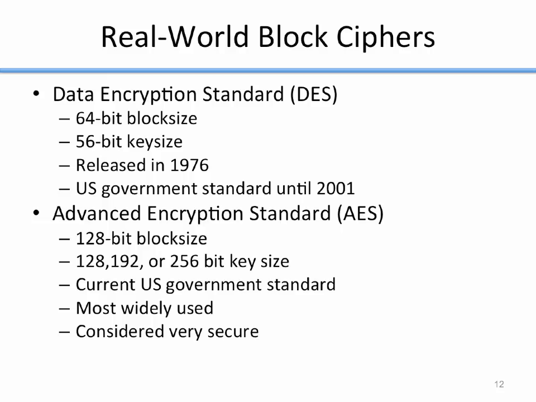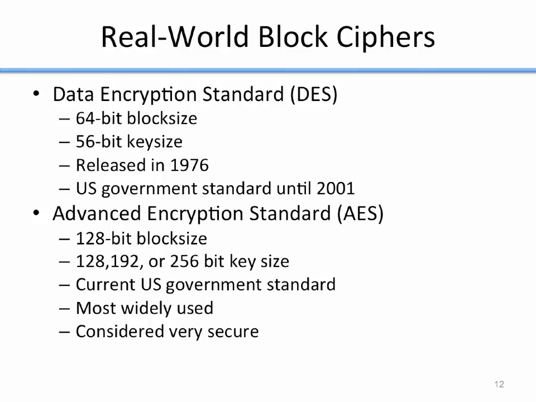This is a 128-bit block size, so we have bigger blocks of data we encrypt at a time. And then the key size is variable. You can do 128, 192, or 256 bits for the key size. This is the current government standard, and this is the most widely used block cipher right now. And it's considered very secure. Lots and lots of smart people have looked at it for lots and lots of time and have not found any issues with it.